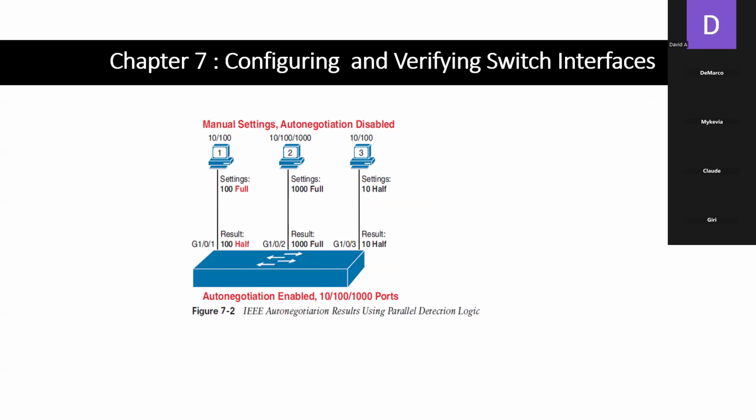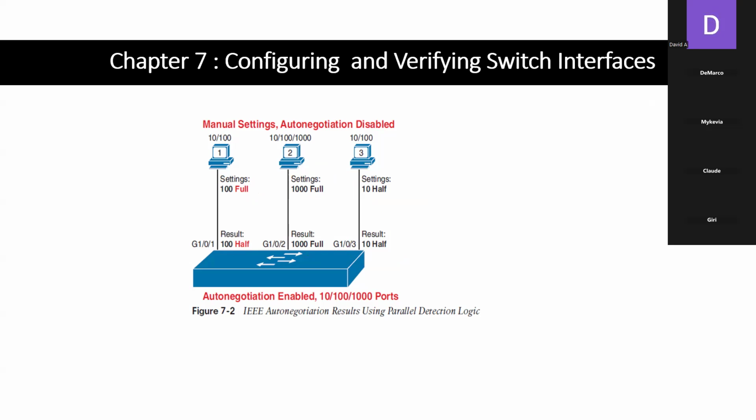Go ahead, DeMarco. Hey Dave. Yes, sir. For PC1, just because it knows it can use 10 or 100, the switch is going to set it at half. Yes. Based on the IEEE auto negotiation standard. Okay.